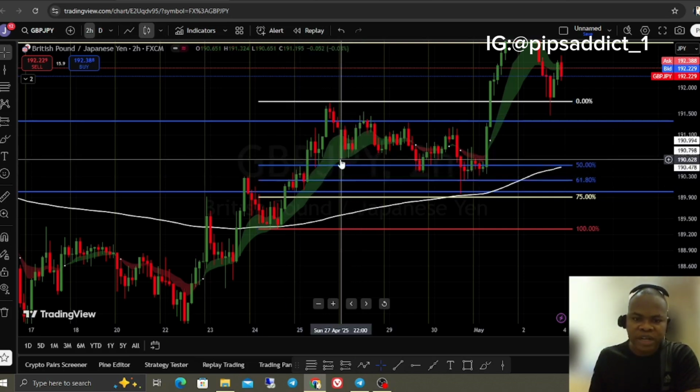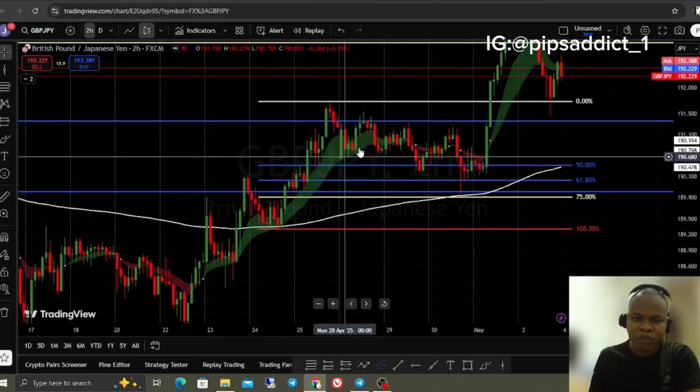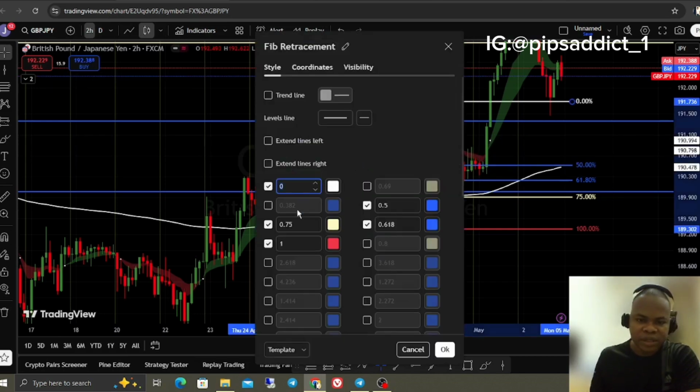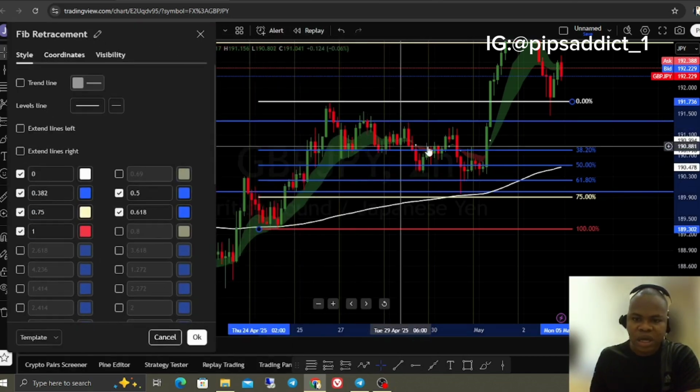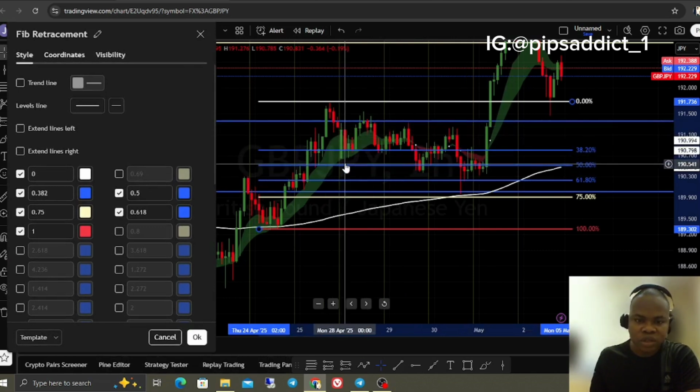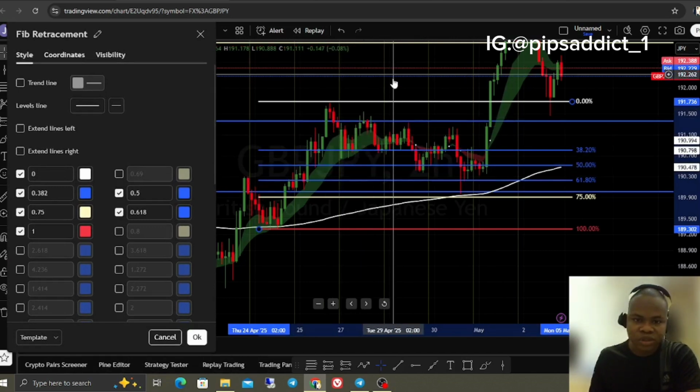But right here you see it did not hit any discount level, but I still took the trade. Why did I take the trade? I'm going to tell you guys right now. Because on the Fibonacci, I also have this 38%, which I normally use, and sometimes price will just tap it and shoot up.